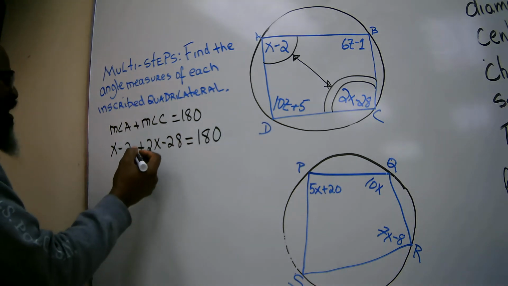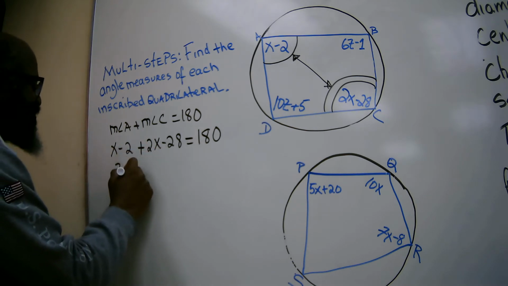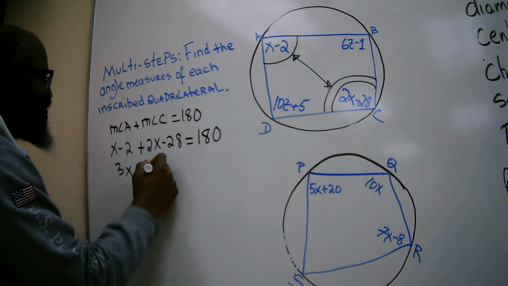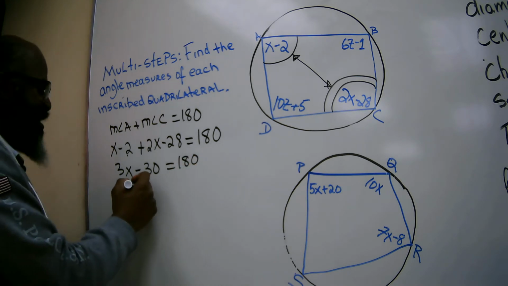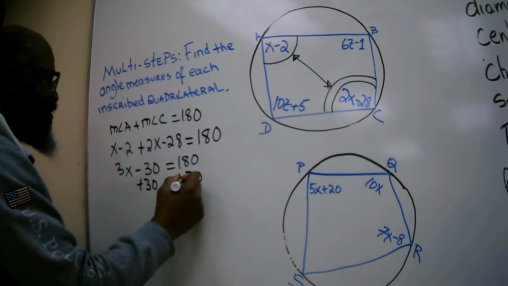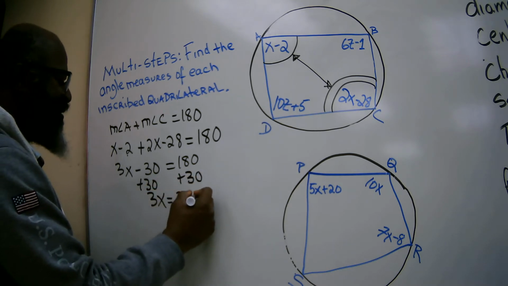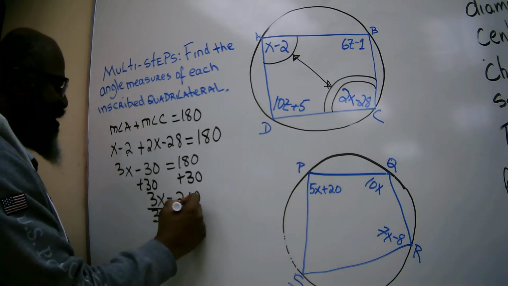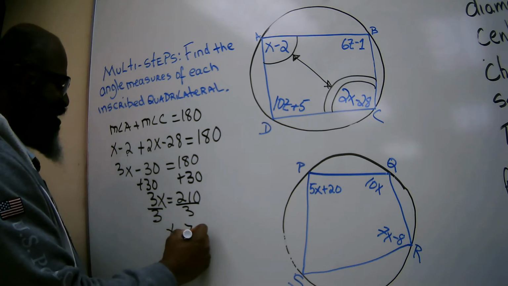Then I'm going to combine like terms in my equation. I have 1x plus 2x, that will give me 3x. I have a minus 2 minus 28, that will be minus 30, is equal to 180. Then I'm going to add 30 to each side. Then I will end up with 3x is equal to 210. Then I'm going to divide by 3 on both sides. Then that will tell me what x is. In this case, x will be 70 degrees.